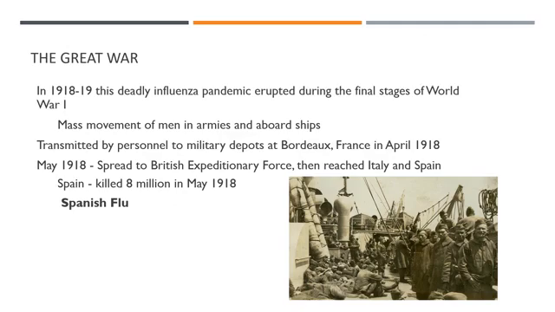So in the Great War, the First World War, it erupted in the final stages of the war. It started in several places kind of at once, but it was transmitted among men in the armies and aboard ships. So it was transmitted to Bordeaux, France in April, and then in May it went to the British Expeditionary Force, so they were fighting in the war, and then it reached Italy and Spain, and in Spain it killed 8 million people in 1 month, May of 1918. So that earned it its name of the Spanish flu.